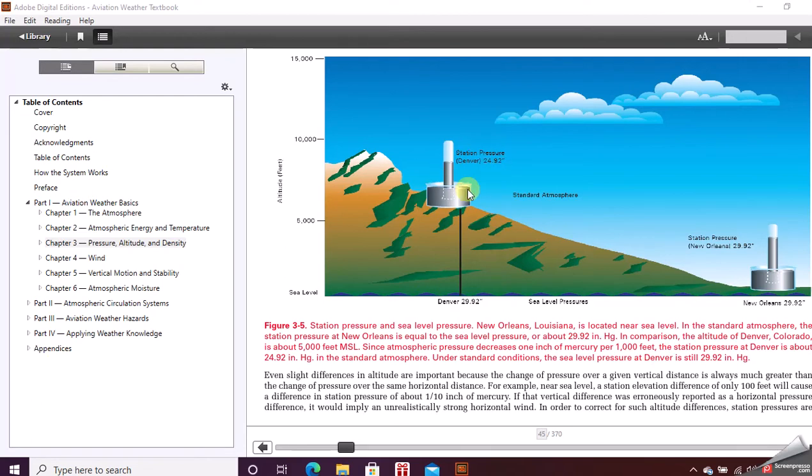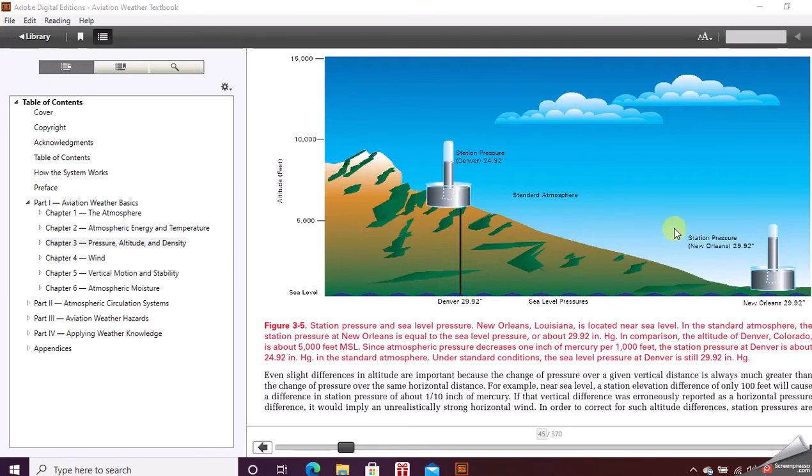So for example, Denver is about a mile high, roughly 5,000 to 6,000 feet. We'll say the pressure there is 24.92. So that is the weight of air. In other words, it's pushing. The 24.92 comes from where they used to use mercury barometers. Now they don't use them so much anymore, but it is one measure of it.